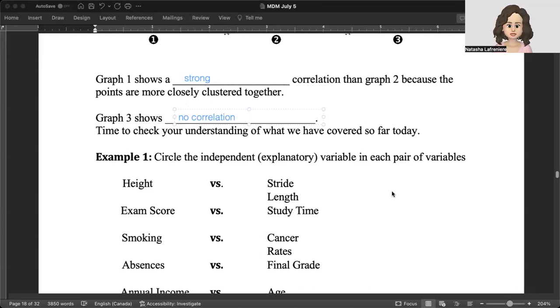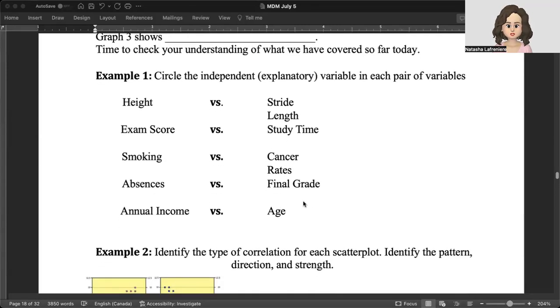So I'll get you to try the examples on your own. Pause this video real quick and give it a shot. Hopefully you've done pretty well.